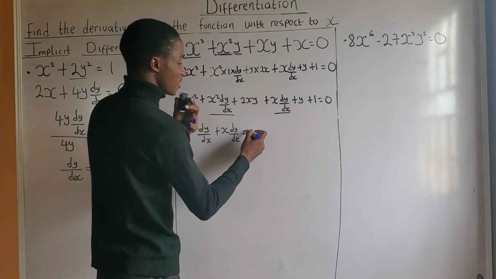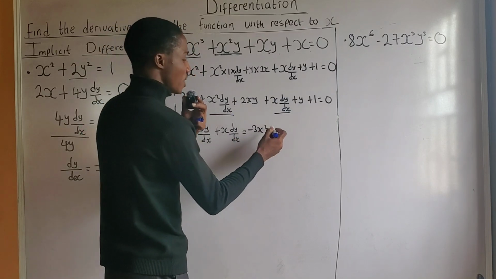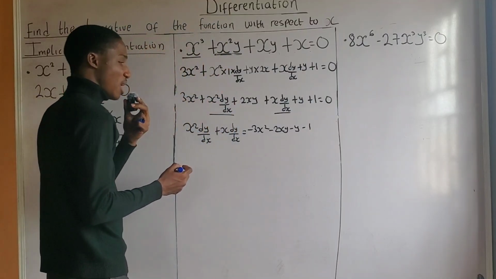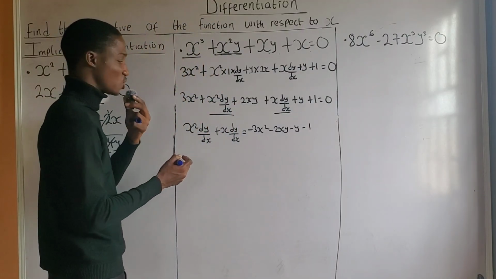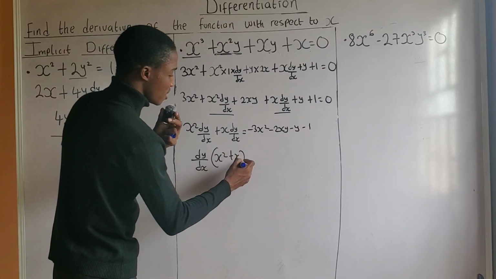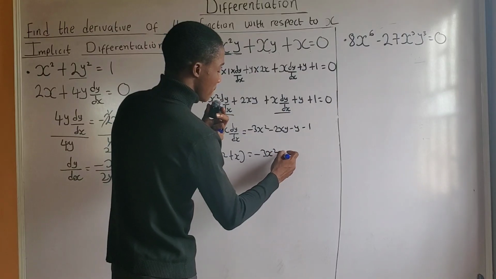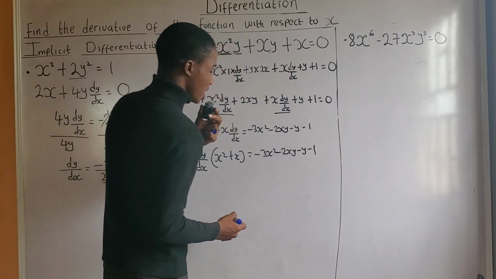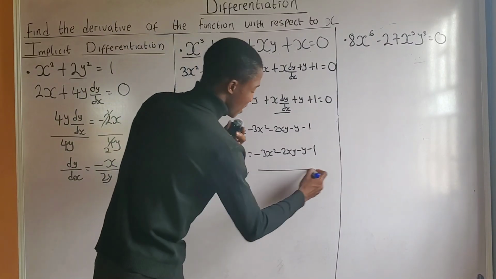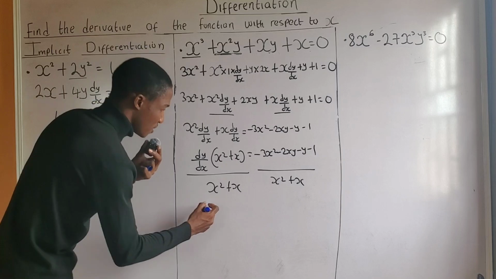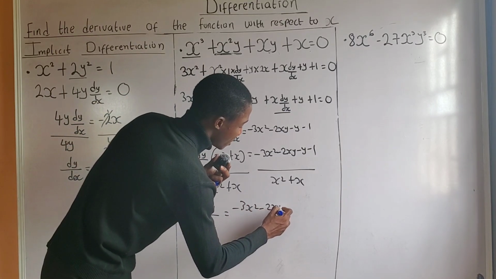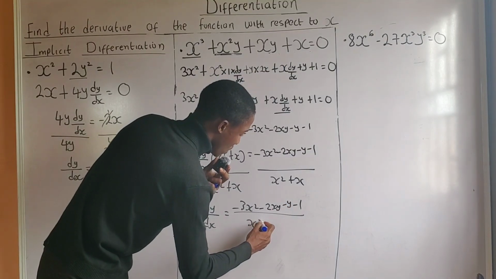So this will be negative 3x squared, negative 2xy, negative y, and negative 1. Okay. Now the next step is that you have to factorize dy dx. So I'm going to have dy all over dx times x squared plus x is equals to negative 3x squared minus 2xy minus y minus 1. Okay. Having gotten to this point, you divide both sides by what? x squared plus x. This over x squared plus x. So I'm going to have dy all over dx will be equals to negative 3x squared minus 2xy minus y minus 1 all over x squared plus x.